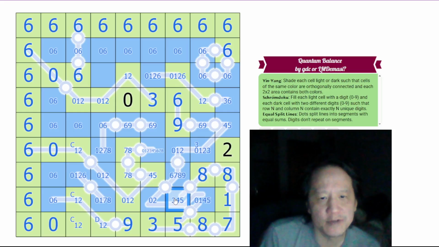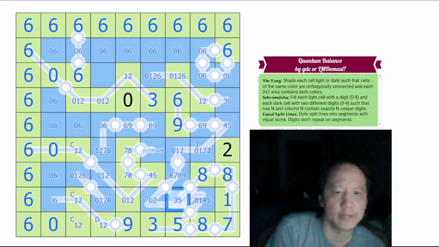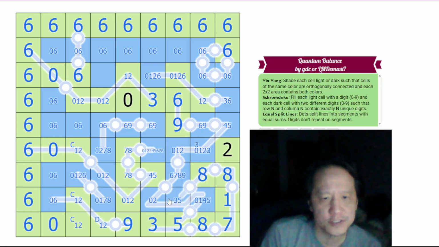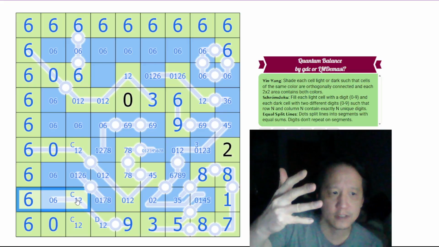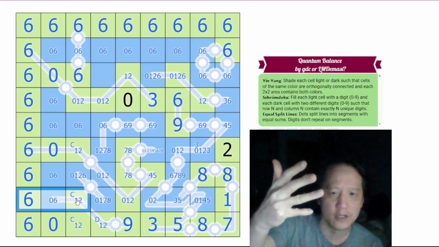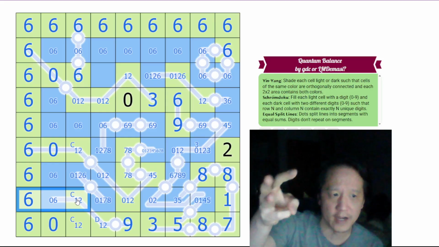This must be 3 and 5 adding up to 8. So this cannot be 4. This is 3 and 5. We have, again, unique digits. We have 0, 1, 2, 6. 0, 1, 2, 6. 3, 5.